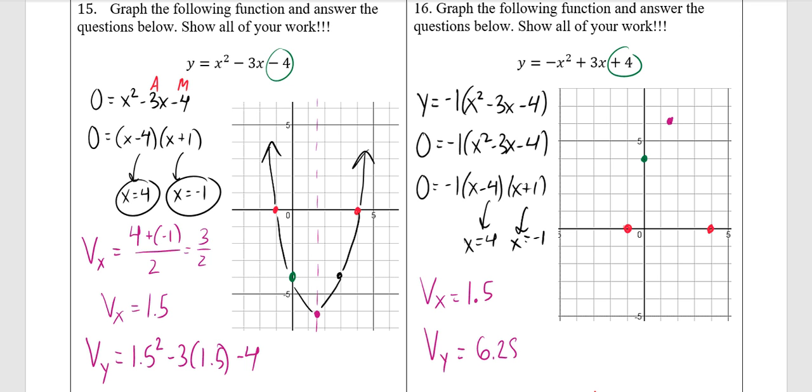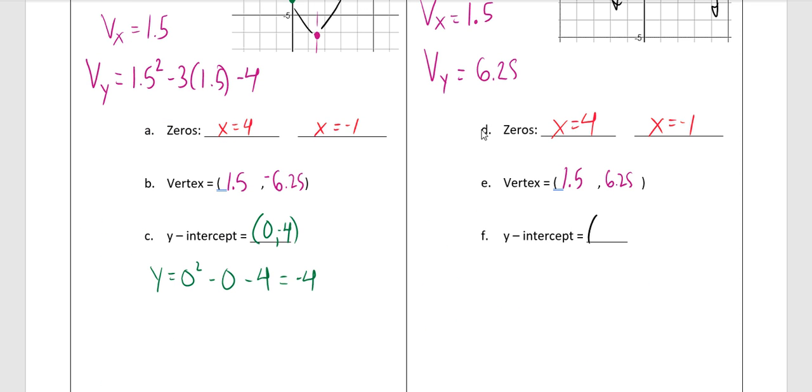Realize this graph is going to open downward, and I could have known that from the get-go, that point right there, because there's a negative out front. So actually this second graph is the exact same as the first graph, just reflected across the x-axis, because there's a negative out front, so it opens downward. And that's it. Last part I should say, y-intercept was 0, 4.